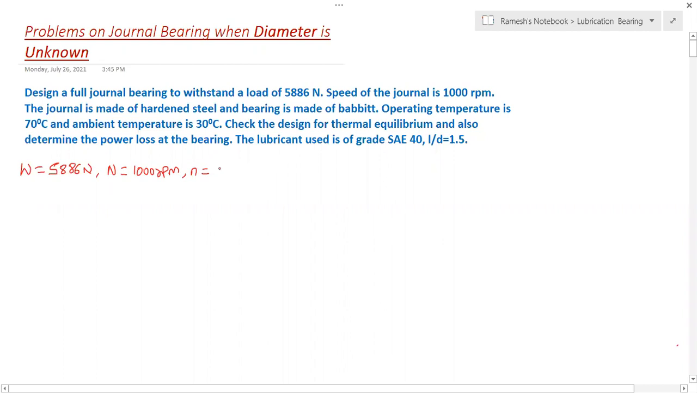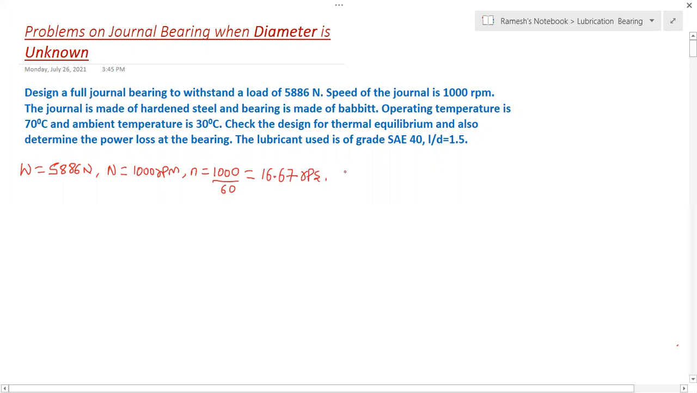To convert RPM into RPS, I need to divide it by 60. It will be converted into revolution per second. 1000 by 60, I'll be getting it as 16.67 revolution per second.